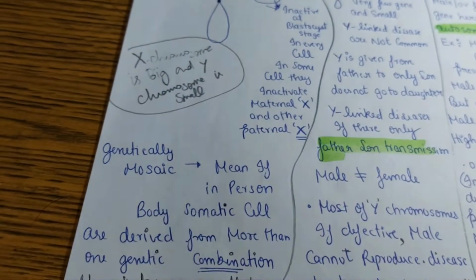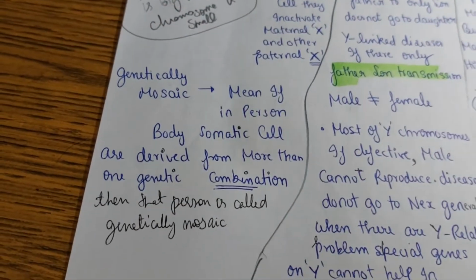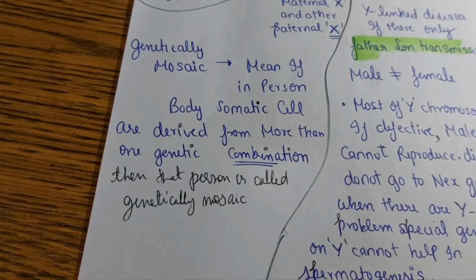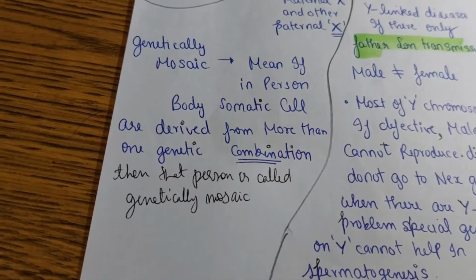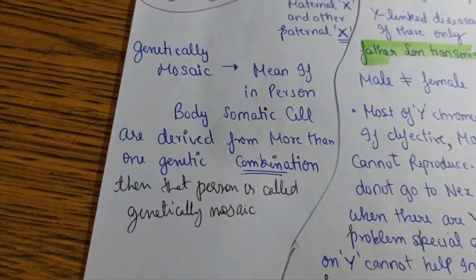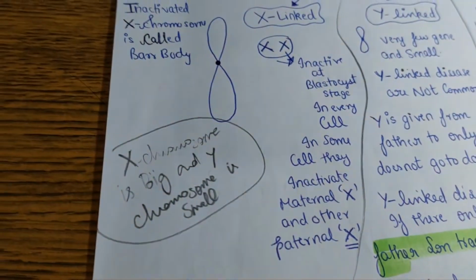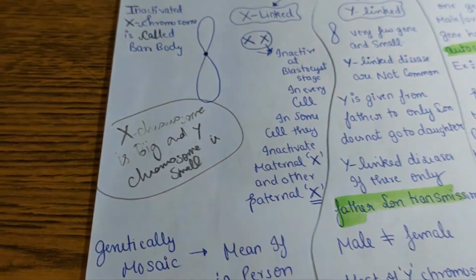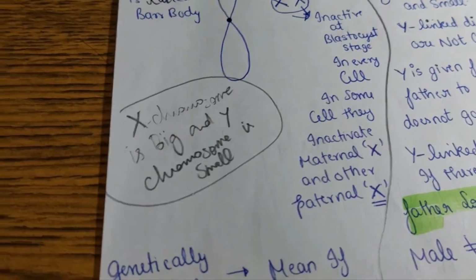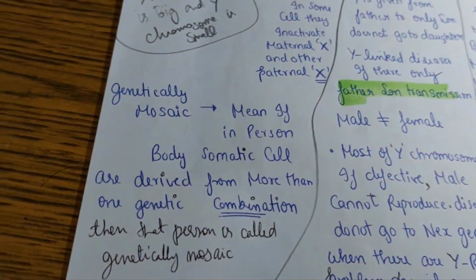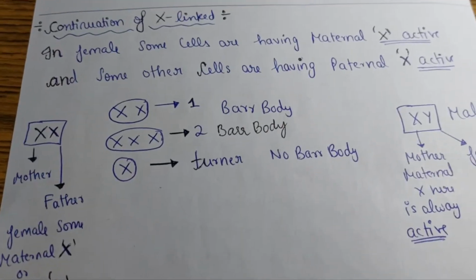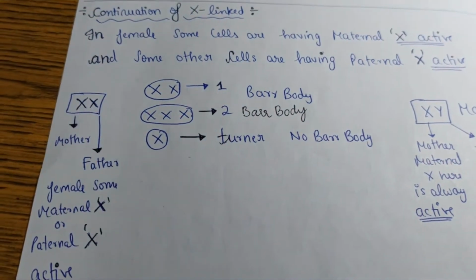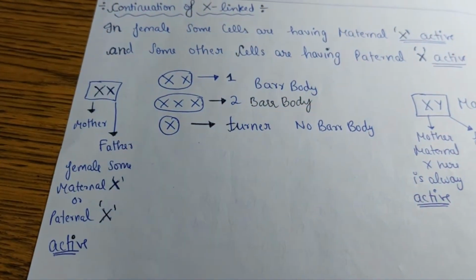Females are also called genetically mosaic, because if a person's somatic cells are derived from more than one genetic combination, then that person is called genetically mosaic. In females, some somatic cells are derived from the paternal X chromosome, which is one line of cells, whereas other cells are derived from the maternal X chromosome, which is another line of cells. That is why females are genetically mosaic. In a normal female with 2X, there will be one bar body. In a female with 3X, there will be two bar bodies. And in a female with Turner syndrome, there will be no bar body.